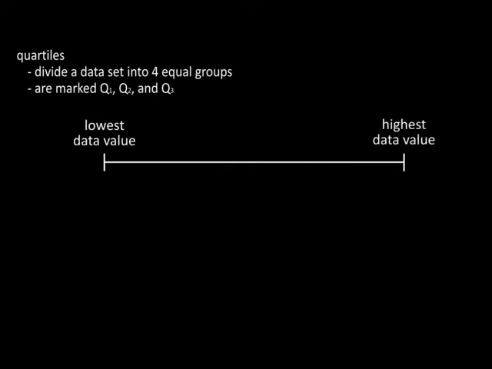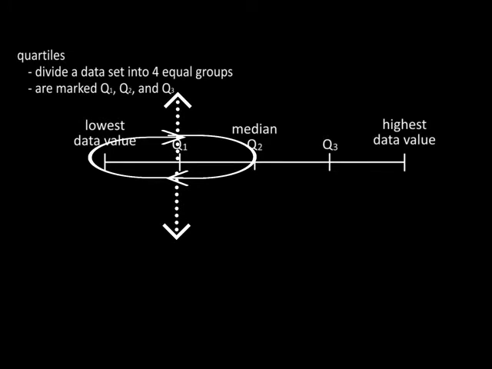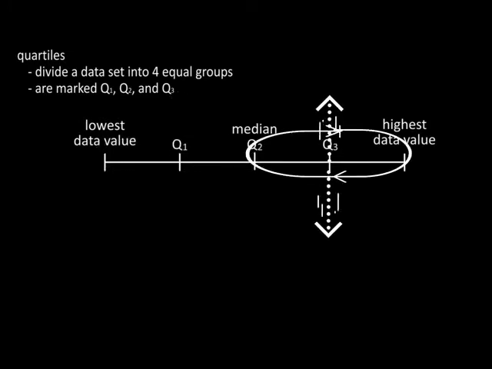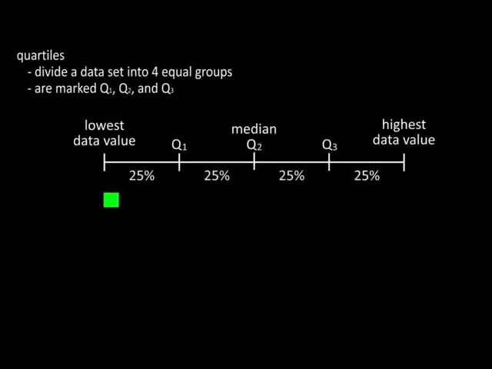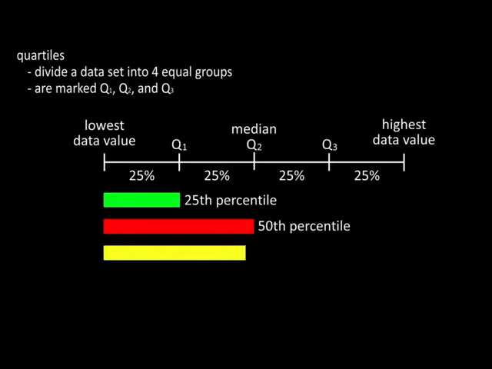Quartile divides data in 4 equal groups, marked Q1, Q2, and Q3. So if we order the data from the lowest at the left to the highest at the right, Q1, Q2, and Q3 divide the data in 4 groups equally. Q2 is equal to the median, dividing the data in 2 parts equally. Q1 divides the first half of the data in 2 parts equally, and Q3 divides the second half of the data equally. Each section is equal to 25%. Q1 is equal to the 25th percentile, Q2 equal to the 50th percentile, and Q3 equal to the 75th percentile.